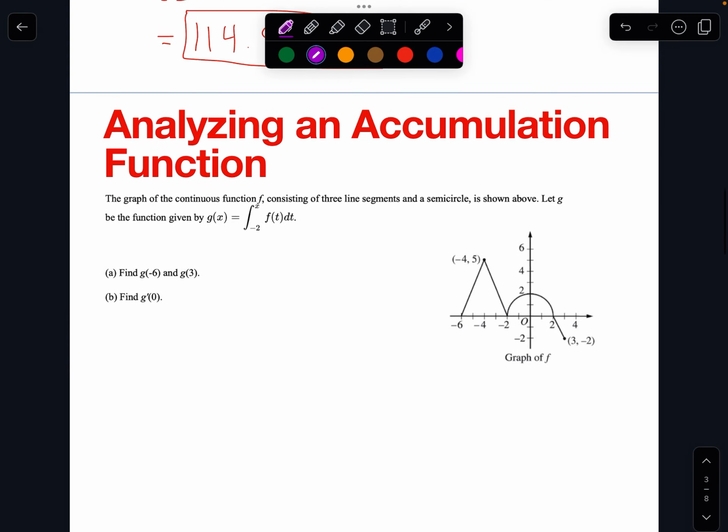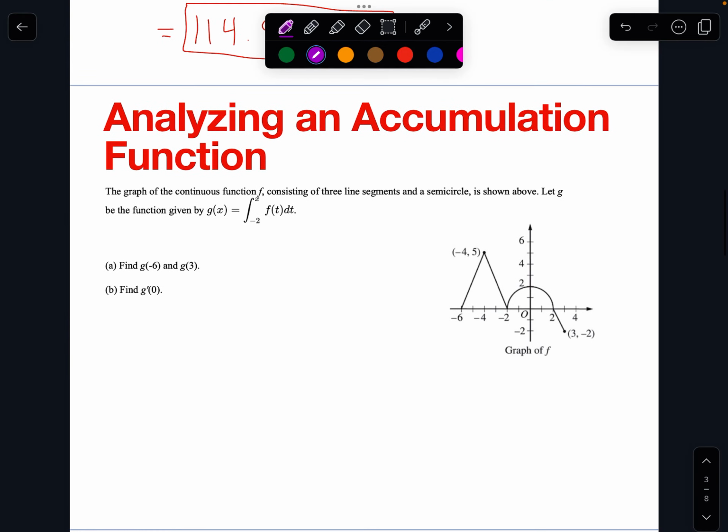Okay, moving on. This was a huge part of what was chapter 6 for us. Analyzing the behavior of an accumulation function. So here in this situation, we have an accumulation function g of x. It's the accumulation of the area under this curve whose graph we are given, this curve f, starting at -2 and going up to whatever x value we plug in. The fundamental theorem of calculus comes into play here. I'll talk about it when it comes to that.